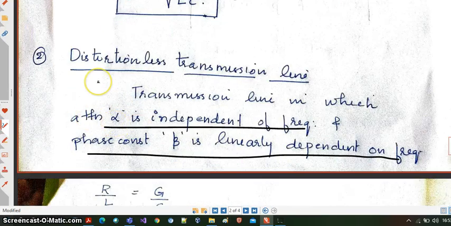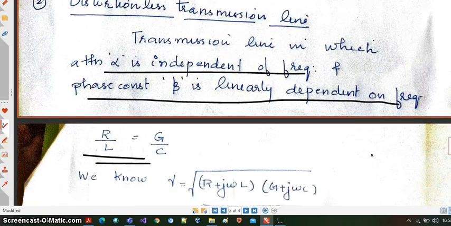Next, we will see the distortionless transmission line. A transmission line in which the attenuation alpha is independent of frequency and phase constant beta is linearly dependent on frequency is known as a distortionless transmission line. The condition for a distortionless transmission line is R by L is equal to G by C.